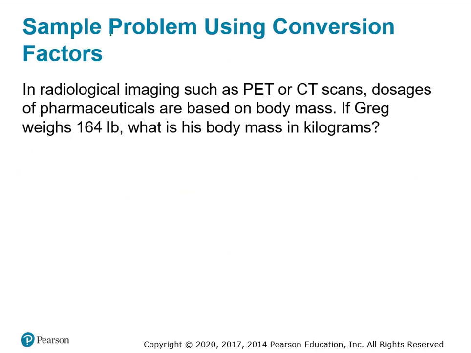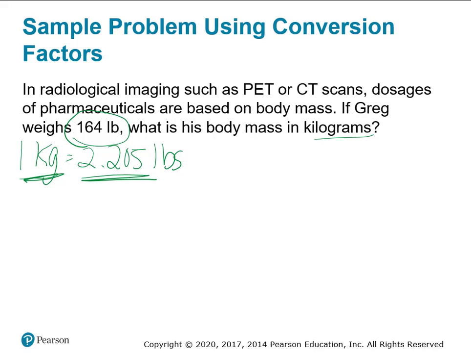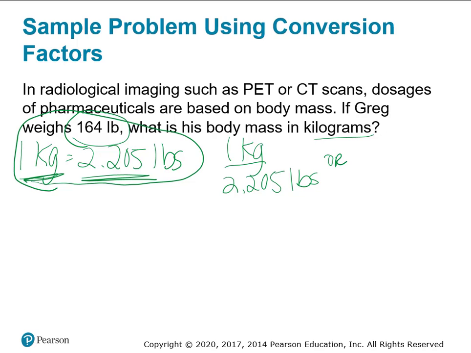In radiological imaging, such as a PET or CT scans, dosages of pharmaceuticals are based on body mass. If Greg weighs 164 pounds, what is his body mass in kilograms? Now you would always be given the information that you would need to get there. For example, you would be told that 1 kilogram is equal to 2.205 pounds. Let's write the conversion factors that this would allow us to do. I could say 1 kilogram is equal to 2.205 pounds, or 2.205 pounds in 1 kilogram.